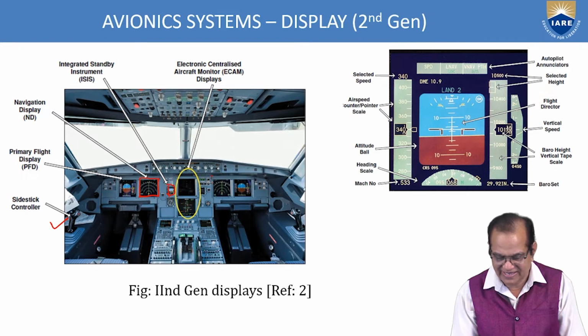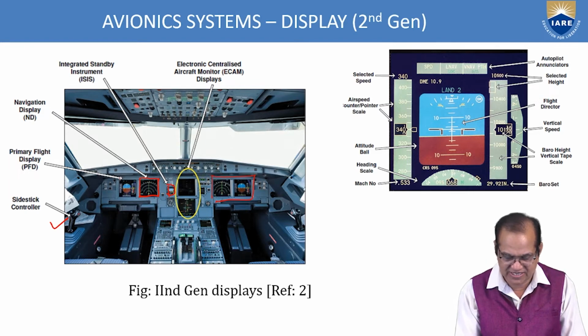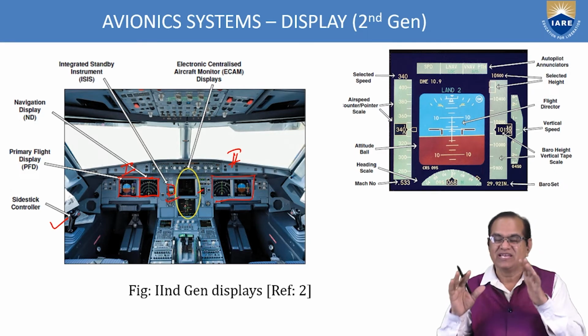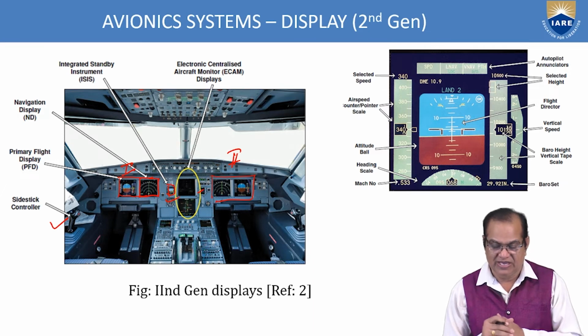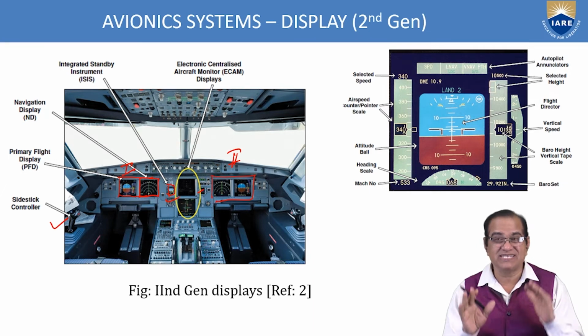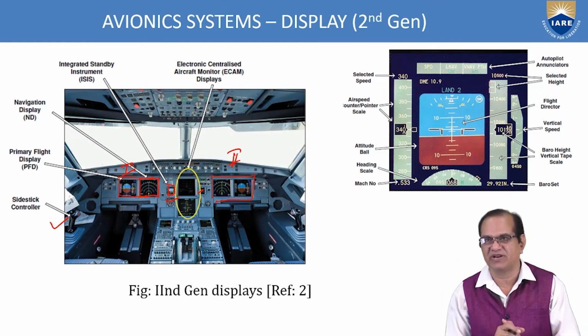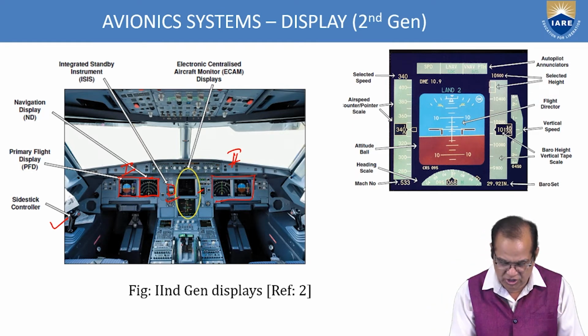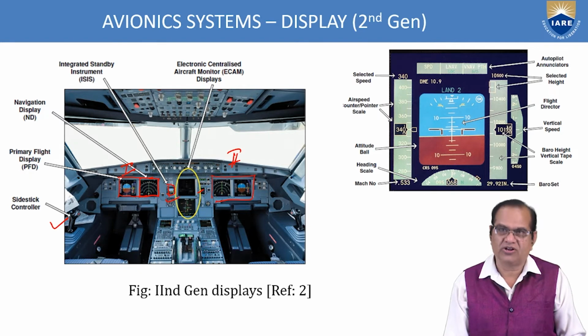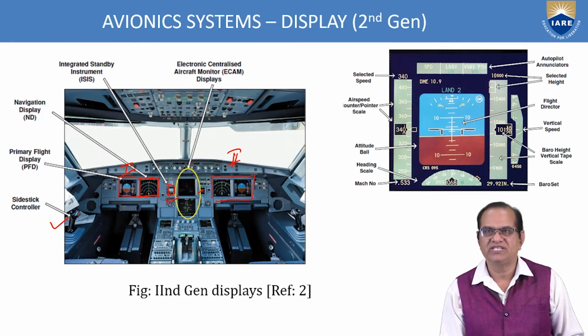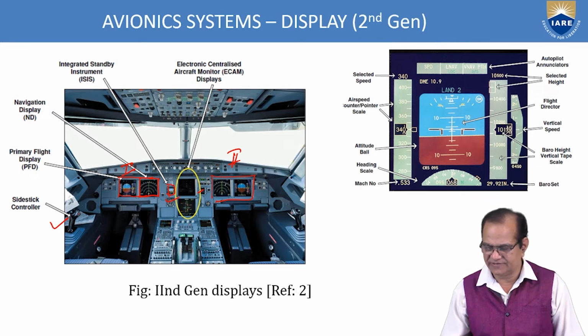This one is also the same as this one. This is the first and this is the second. Both sides are the same and these things are common. This yellow is common, and this is for the electronic centralized aircraft monitor. It contains engine parameters and system parameters. Here, if you see, this is the throttle of engine one and engine two, and it will be seen here.